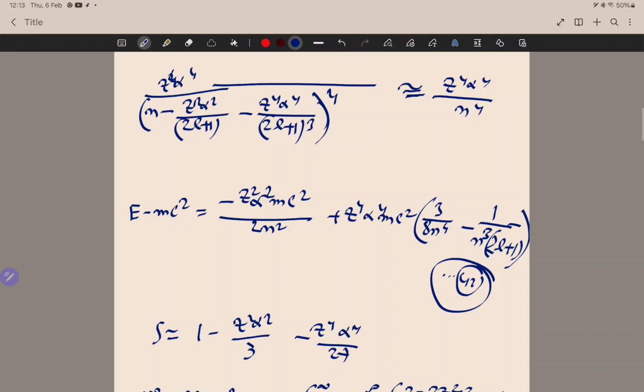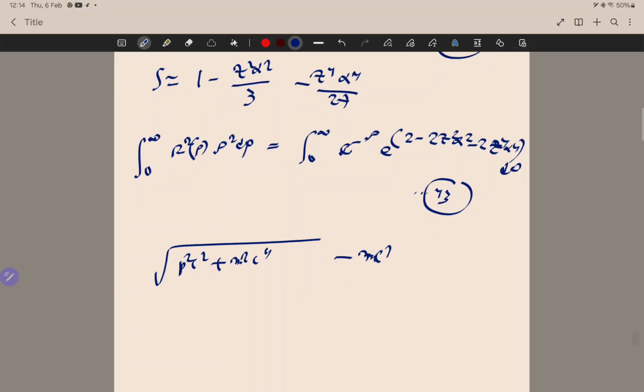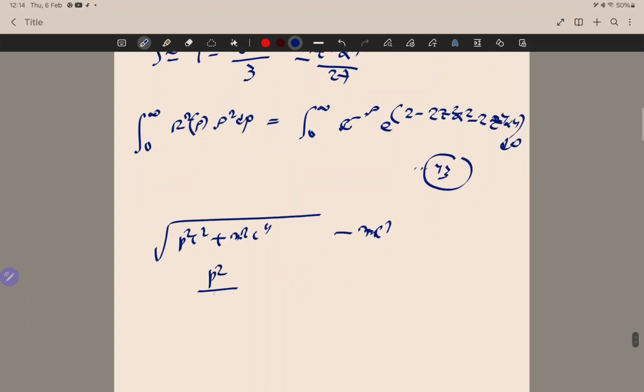The second term of the 42 equation can be seen to be in agreement with the first order perturbation theory calculation of the correction to the relativistic kinetic energy for the hydrogen atom in the non-relativistic case. Writing the relativistic kinetic energy as square root of p square c square plus m square c to the power 4 minus mc square, the correction is p square by 2m minus p to the power 4 divided by 8 m cube c square.